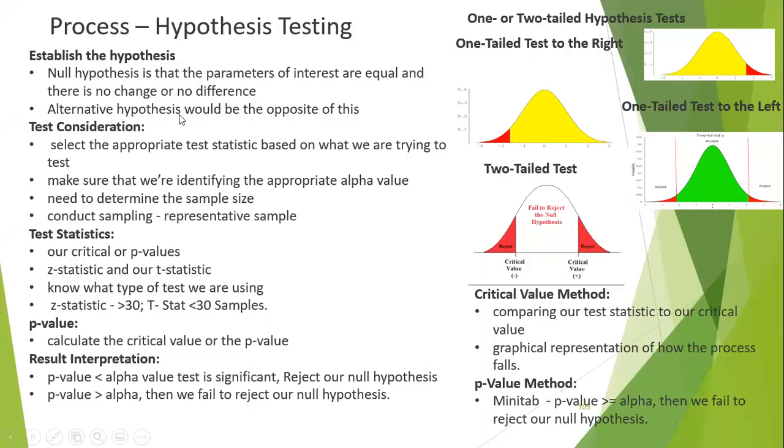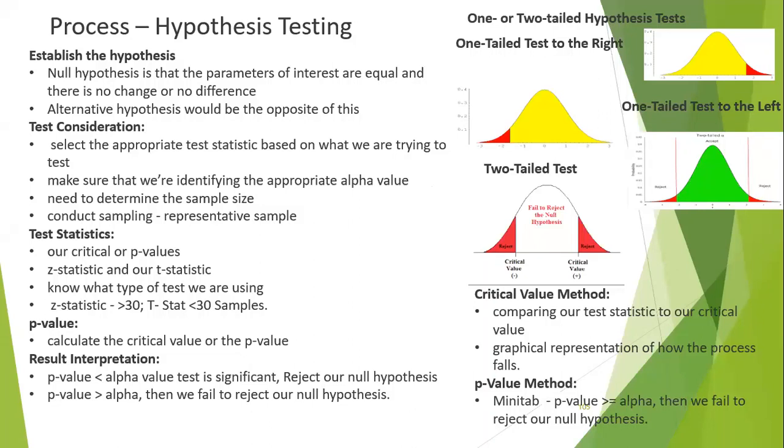Okay, and the test consideration. What we need to do is select the appropriate statistical test based on what we are trying to test. For example, if you're creating a null hypothesis and an alternate hypothesis, you have to select a test to prove your null hypothesis, right? And make sure that we are identifying the appropriate alpha value. Based on your test, you have to identify the alpha value and determine the sample size. That's what we discussed last time. Sample size, you have to finalize it and conduct sampling with representative samples. The sample taking we discussed earlier, right? How to take the sample, random sampling or stratified sampling. You have to identify which sample you are going to select and how you are going to run this particular test.